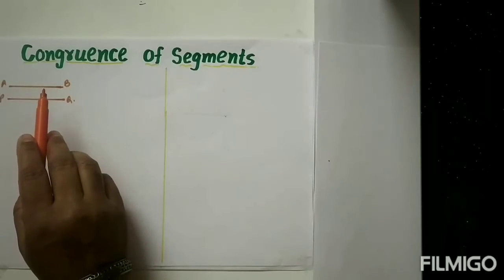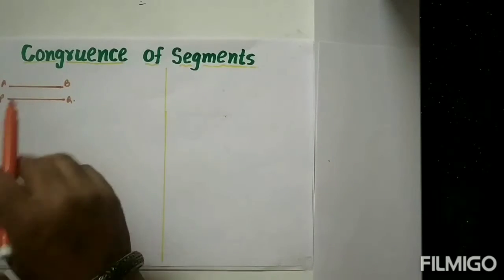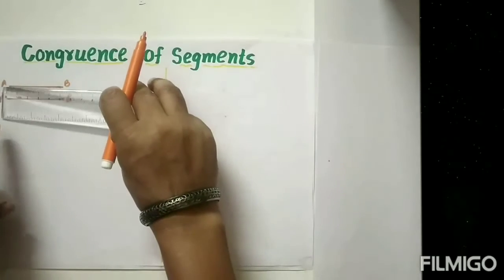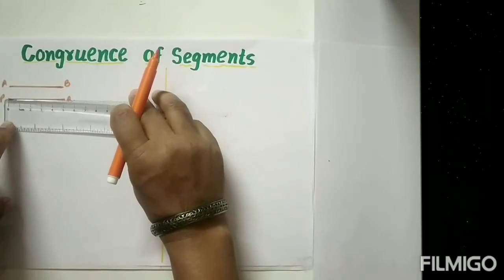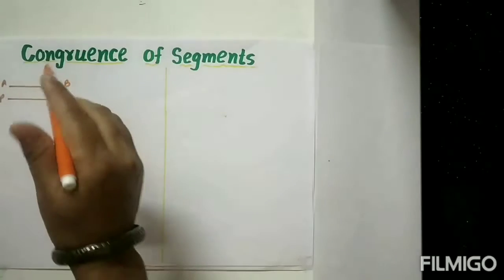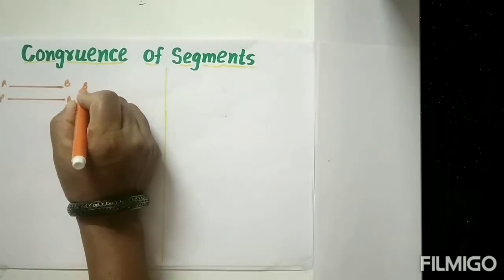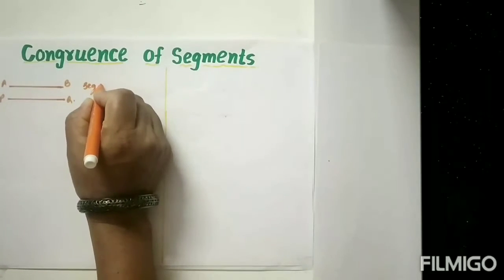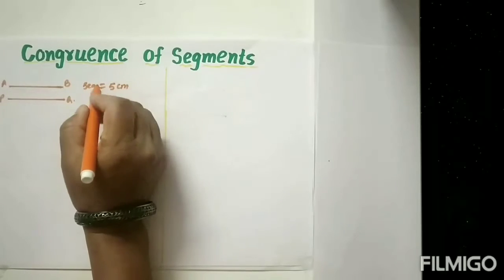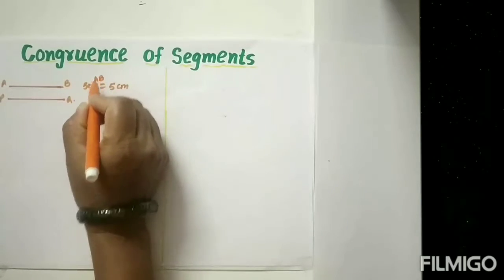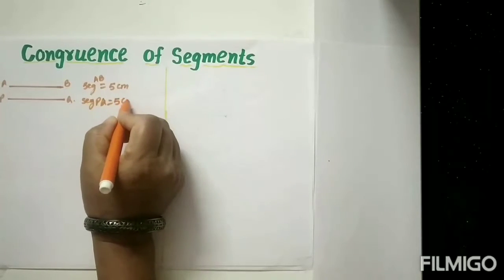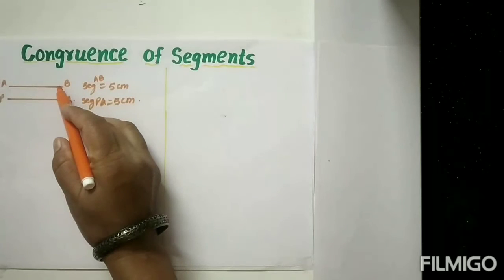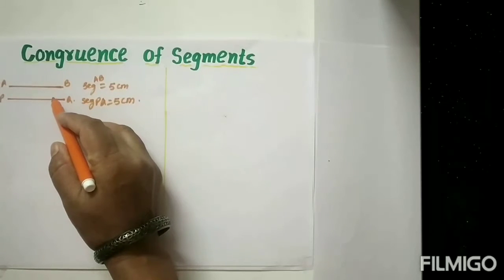Now, using the ruler, we will measure the lengths of segment AB and segment PQ. This is the measurement of segment AB and this is PQ. Are they of the same length? Yes. The length of segment AB is equal to 5 cm. AB is 5 cm and segment PQ also 5 cm. Means both the segments' lengths are equal, same.